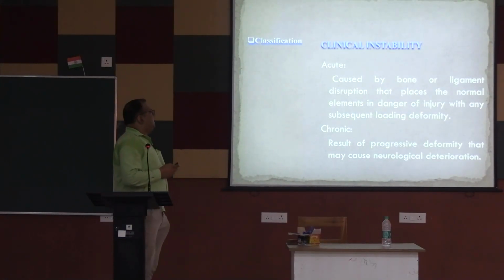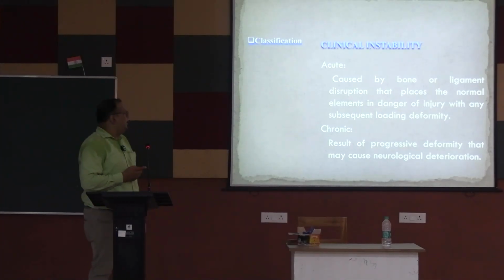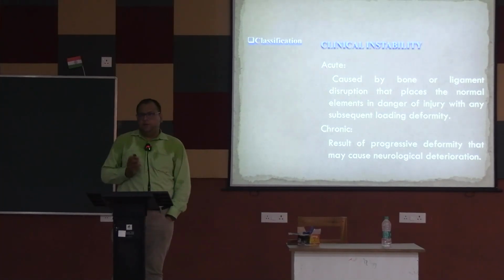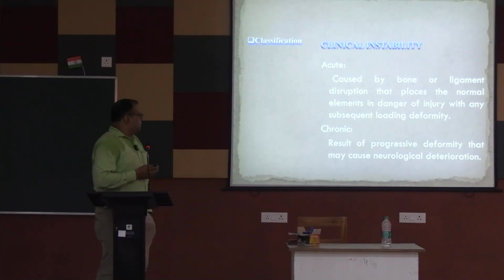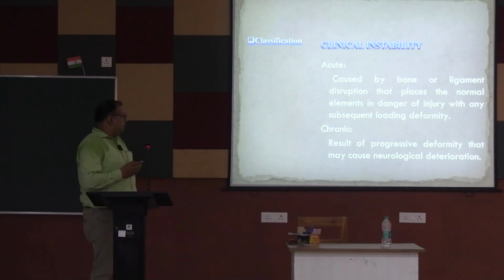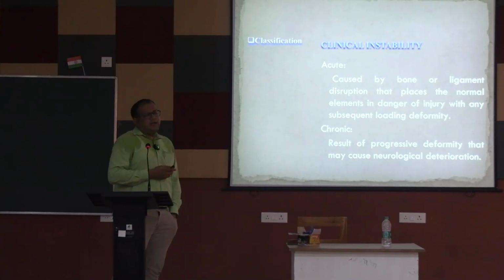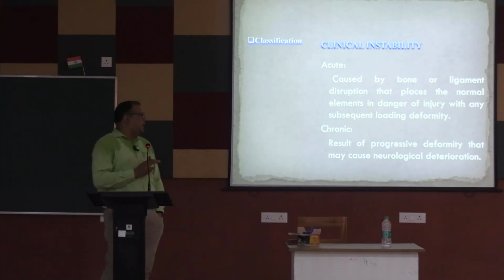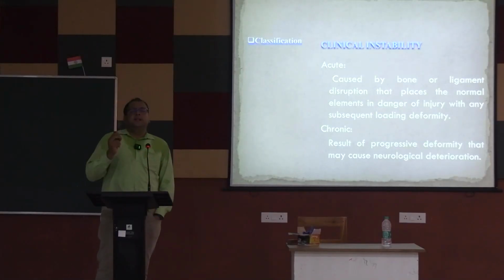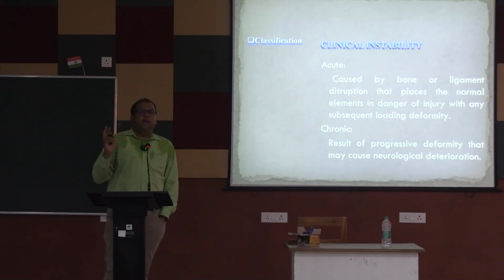So, acute instability of the spine is caused by bone or ligament disruption due to trauma. There is danger of injury with subsequent loading deformity. And chronic instability occurs in elderly patients. Chronic is a progressive deformity that is causing neurological dysfunction. This is due to compression fractures which occur in elderly patients.